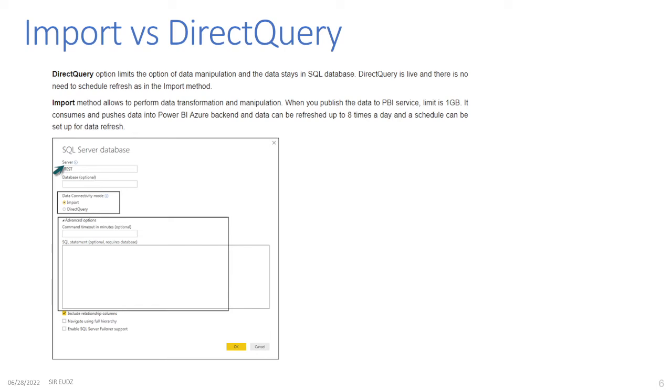When you publish the data to the PBI service, the limit is 1 GB. It consumes and pushes data into the Power BI Azure backend. And data can be refreshed up to 8 times a day and a schedule can be set up for data refresh. So here we have two options, to import or use direct query, when we connect to a SQL Server database.